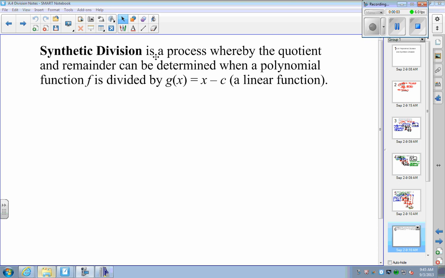All right, the last thing we're going to look at is this idea of synthetic division. You'll catch on to this quicker than the long division, but there's some very particular things that go along with it. It's basically a shortcut to long division. So fancy math definition, it's a process whereby the quotient and remainder can be determined when a polynomial is divided by some g of x, x minus c. The key is it has to be a linear function.